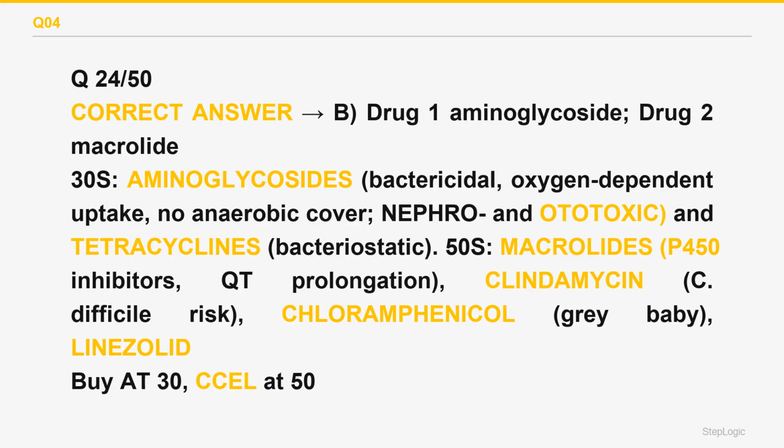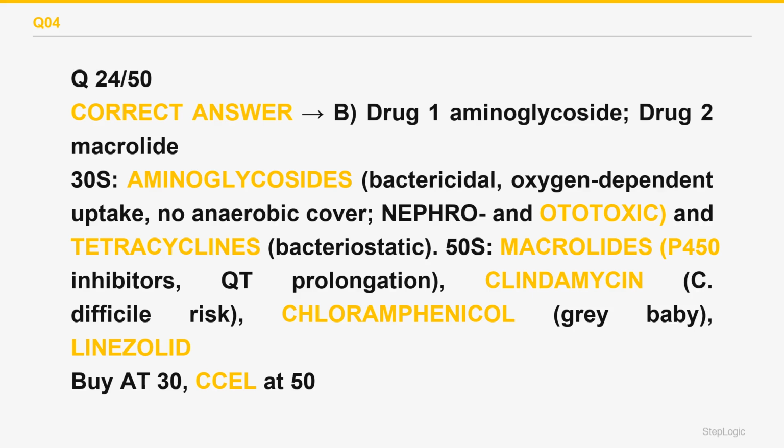The mnemonic for the subunits is worth carrying. Buy AT 30, CCEL at 50, where aminoglycosides and tetracyclines act at 30S, while chloramphenicol, clindamycin, erythromycin, and linezolid act at 50S. Each class then carries its own signature toxicity.